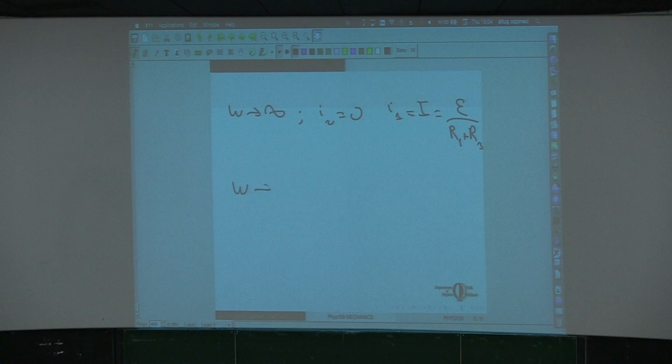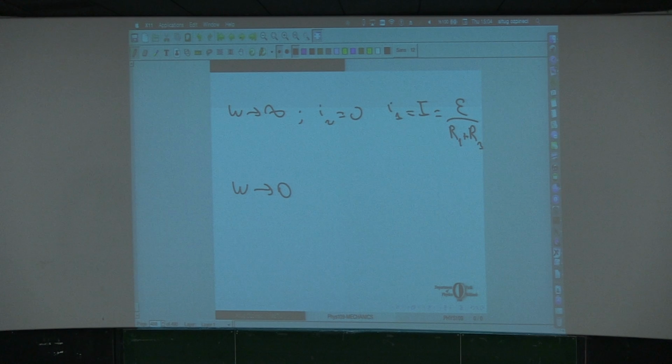Okay, let's look at the other limit. Omega goes to 0. It is almost a DC circuit. And of course, in all of these, we are waiting for a sufficiently long time. So we close the circuit, we wait for some time, and then these will be the currents.